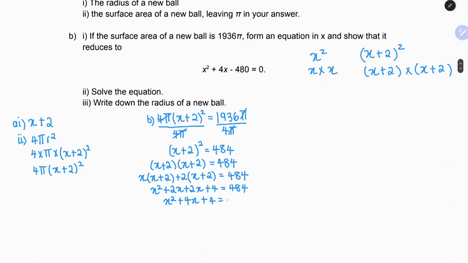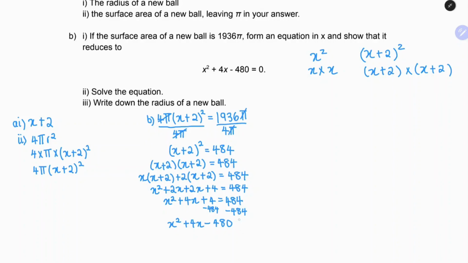And you're probably asking yourself, well, it hasn't reduced. Remember, we're going to take everything to one side so that we remain with 0 on the other side of the equation. So what we do here is minus 484 on both sides. So you're going to remain with x squared plus 4x minus 480. This is because when you do plus 4 minus 484, it gives you negative 480, and you can put it into the calculator and check it yourself.